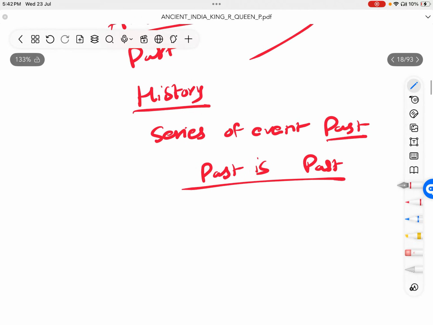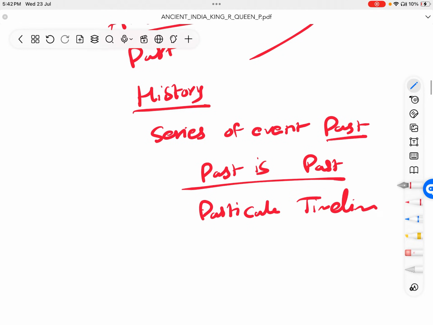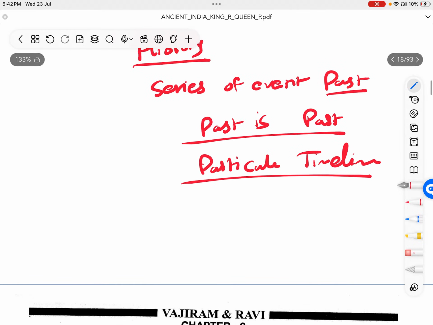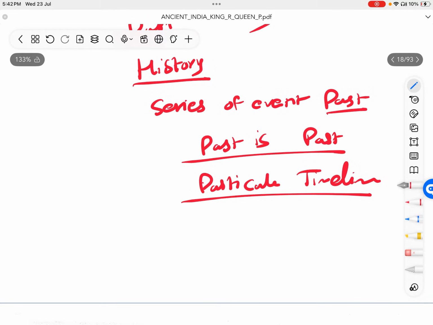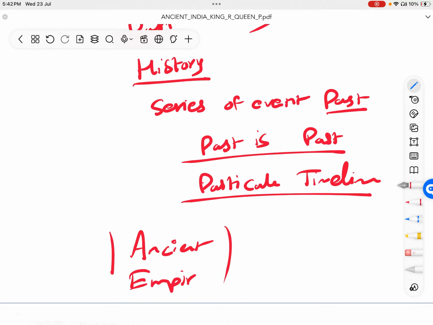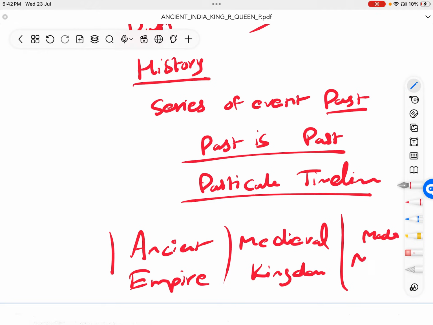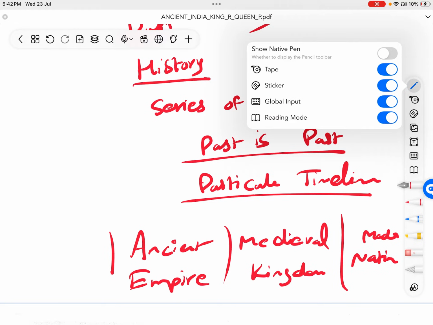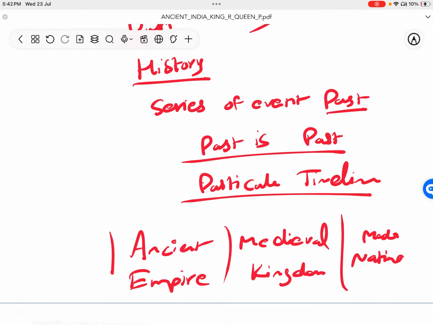But when we get to a particular timeline, we divide history majorly based upon phases. Ancient is mostly about empires, medieval about kingdoms, and modern about nation states. So this is basically it. We are starting with ancient India.